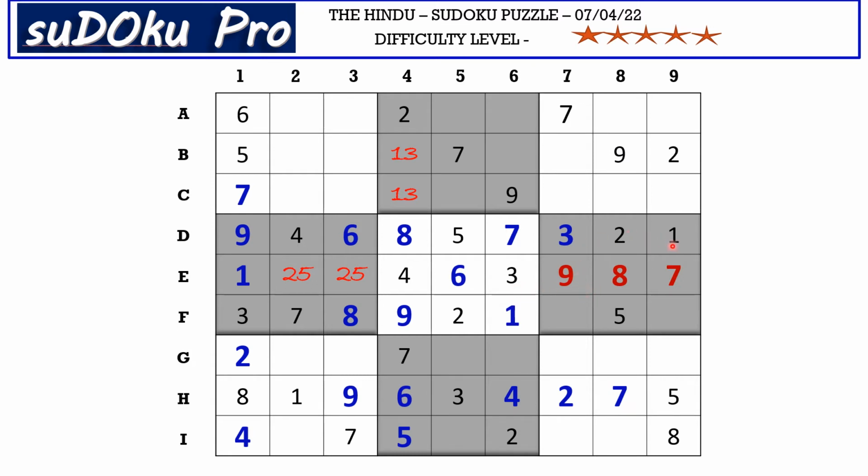Now, in this block, there are only 2 empty cells and the missing numbers are 4 and 6. But we do not have much clues about 4 and 6 across the column. So let's move on to this block.